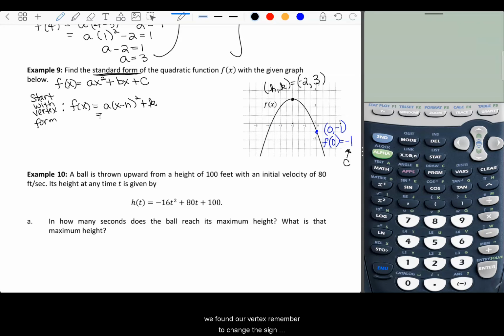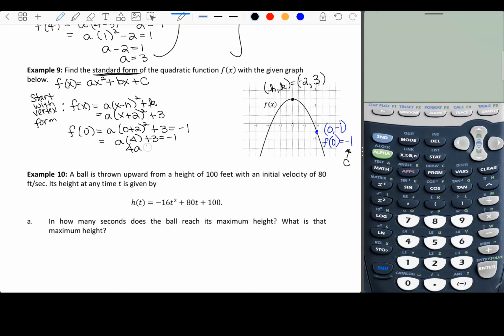We found our vertex. Remember to change the sign of the x. So it's a times the quantity x plus 2 squared. Leave the sign of the y alone, so plus 3. So f of x works to this, and then we have the point (0, negative 1). So f of 0, plug a 0 in for x, equals negative 1. And so we have a times 2 squared, which is 4, plus 3 equals negative 1. And 4a plus 3 equals negative 1. Subtract 3 from both sides, divide by 4, and a equals negative 1.